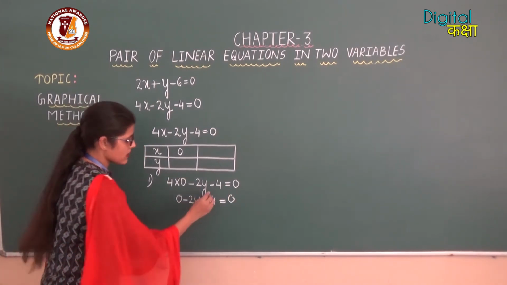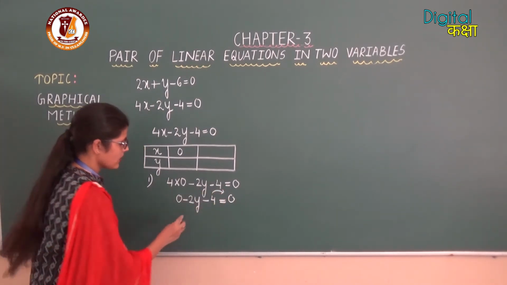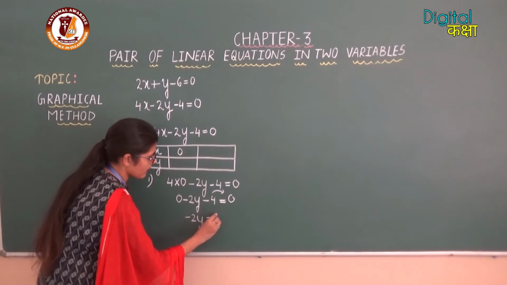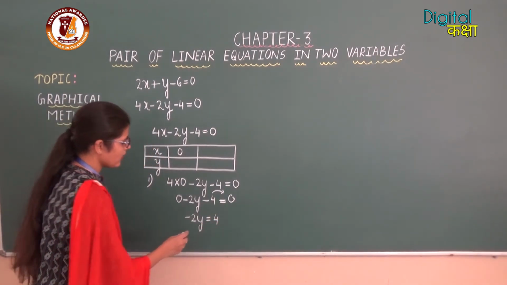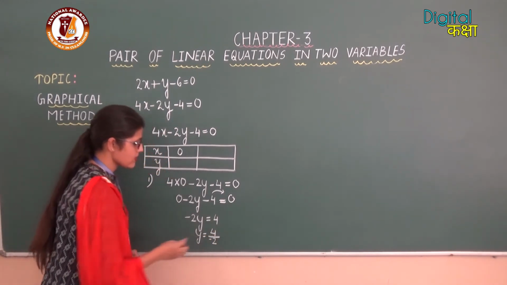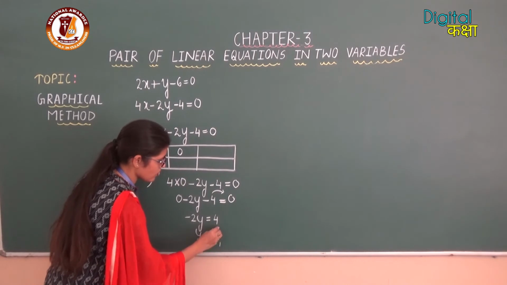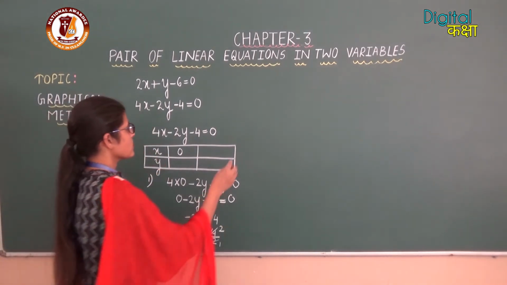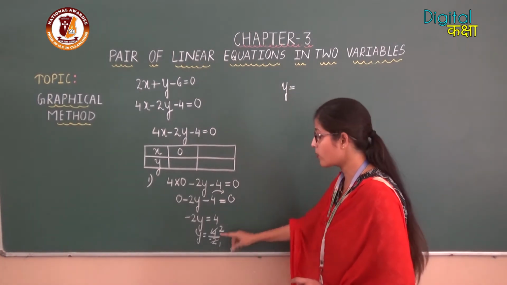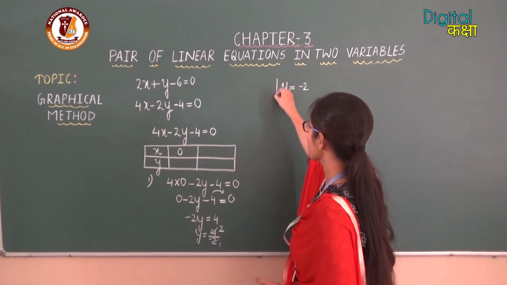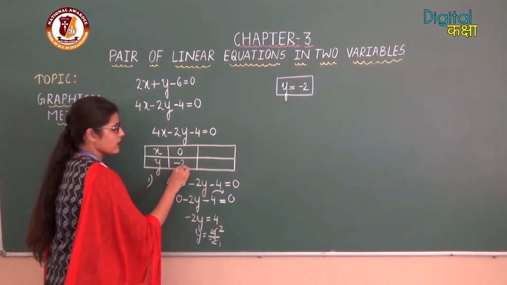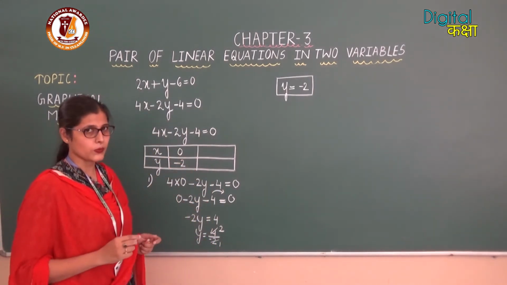Now, I'll be shifting this constant to the right hand side. So, minus 2y equals the negative 4, which on shifting will become positive 4. So, the value of y will be equal to 4 upon minus 2. That will be, 2 ones are 2 and 2 twos are 4. So, we can say that the value of y is, minus will be shifted in the numerator, minus 2. So, at x equals 0, the value of y is minus 2.